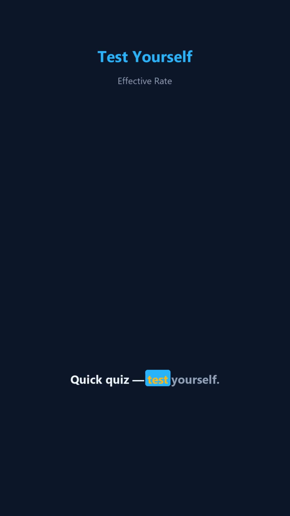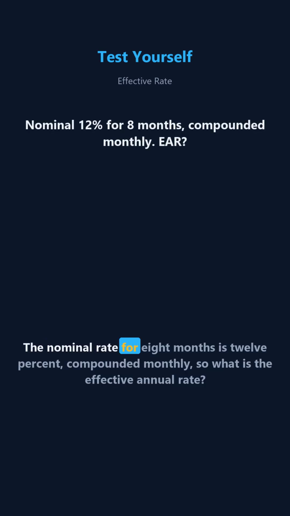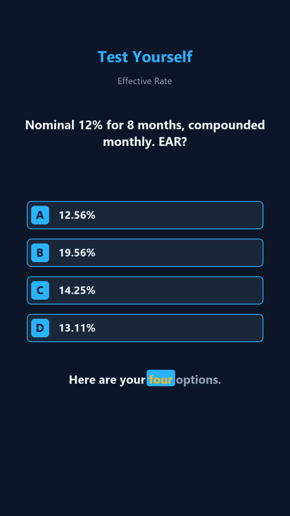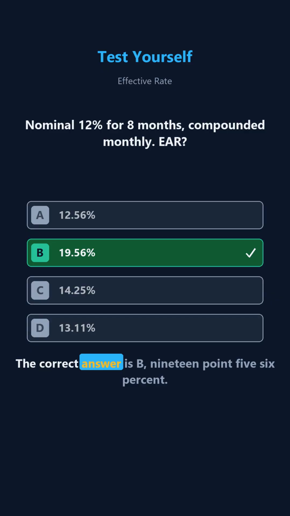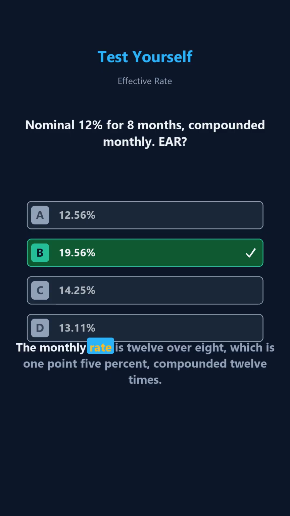Quick quiz, test yourself. The nominal rate for 8 months is 12%, compounded monthly, so what is the effective annual rate? Here are your 4 options. Pause the video and solve it now. The correct answer is B, 19.56%. The monthly rate is 12 over 8, which is 1.5%, compounded 12 times.